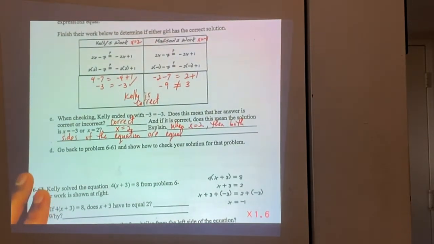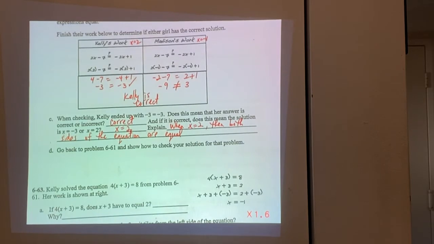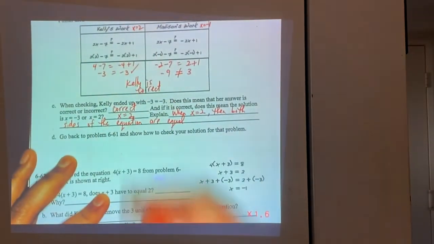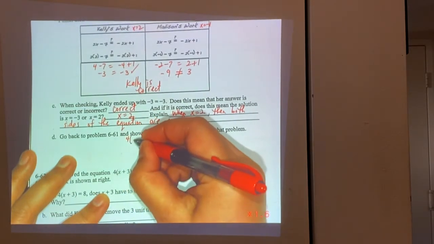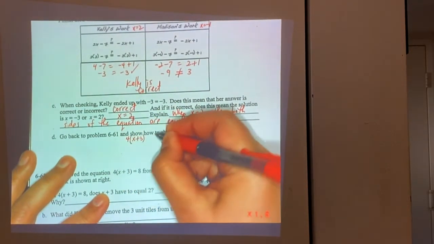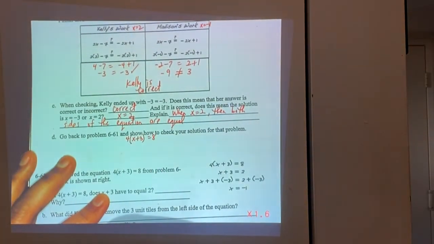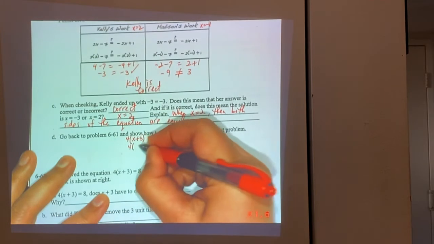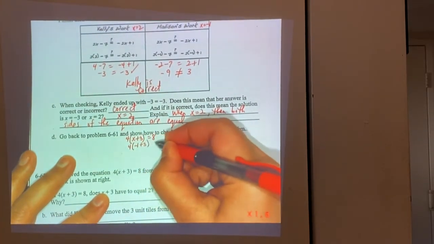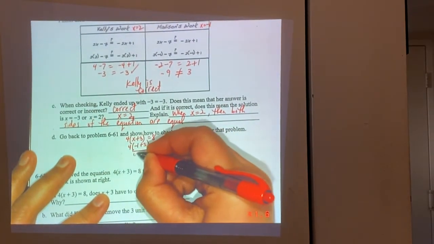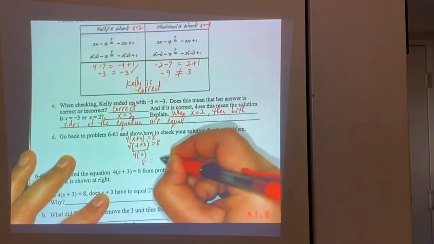So then go back to problem 61 and show how you check your solution for that problem. So problem 61 was for 4(x plus 3) equals 8. Okay. And what did we get in place of the x? We got a -1. So we'll do this. 4 times (-1 plus 3) equals 8. I don't know. What is -1 plus 3? It's 2. So what's 4 times 2? It's 8. And that equals 8. Check.